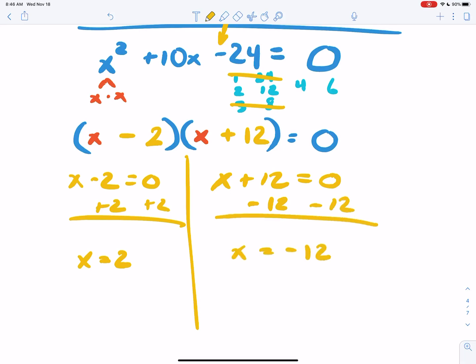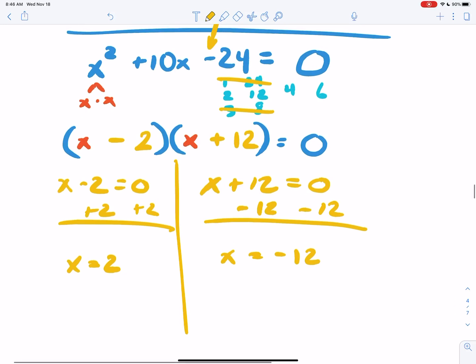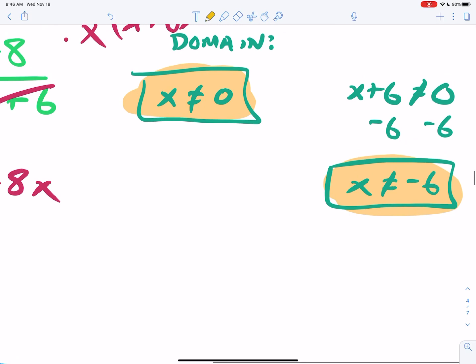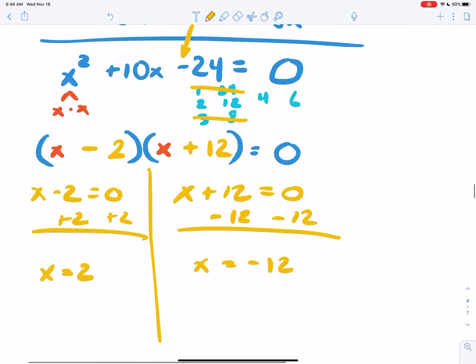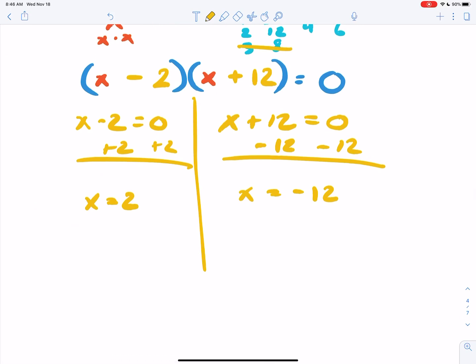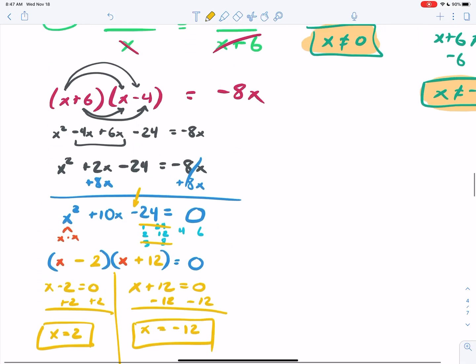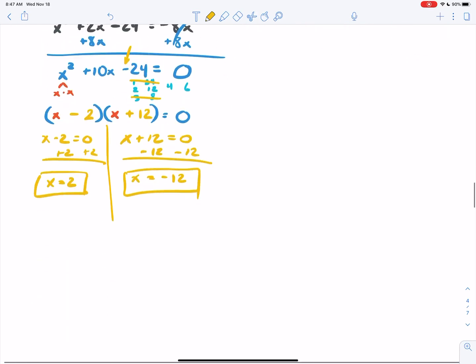Okay, now before I box these, do these two answers conflict with my restrictions? So we said that x can't be 0 or negative 6. Do I have 0 or negative 6 here? I don't, so there are no restrictions, no extraneous solutions, so I have two perfectly good answers. All right. Cool. Let's keep going.